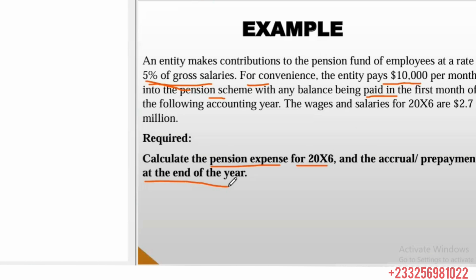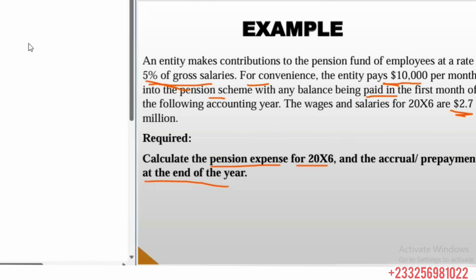That's defined contribution. Okay, so it says they pay 10,000 per month into the fund. And any balance is recorded as a liability, right? It's paid the following accounting year. Okay, and we've been given the wages and salaries of 2.7 million, right? So how do we account for this?